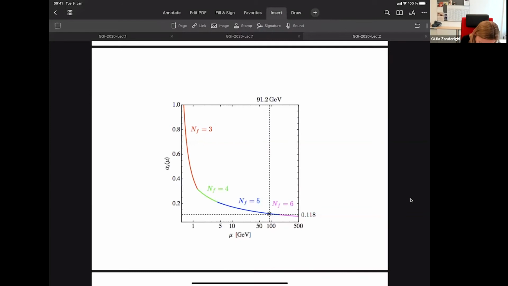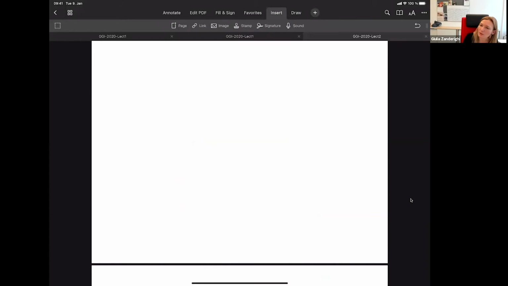So this is how the running looks like. And now I wanted to say just a few words about the renormalization group equations, what we call RGE. If you take a quantity that depends on the scale, we could think again of our R ratio. The R ratio certainly depends on the center of mass energy, but it's dimensionless. The R ratio is a ratio of cross sections, has no dimension. So if you weren't working in a quantum field theory, this R ratio should be constant. In fact, at lowest order, it is constant.